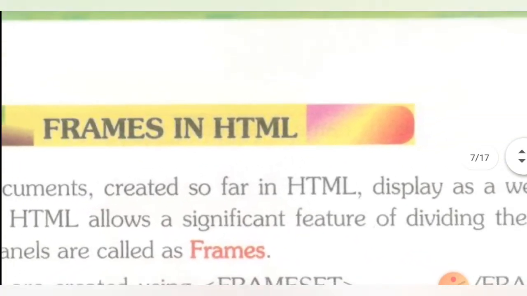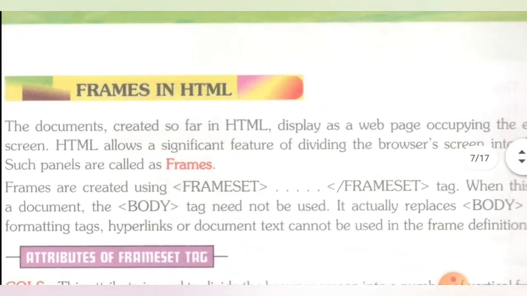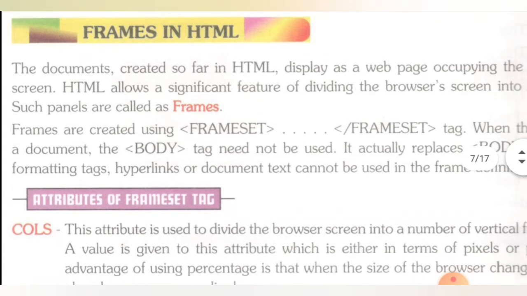frames in HTML. This tag is used to divide a page into more than one part. That is, the frame tag is used to divide a page. For example, when you see a web page, in the top column, that is the top margin, it shows some messages, and then on the left side some columns are split and it shows some other messages. In the center of the page it shows some other messages.